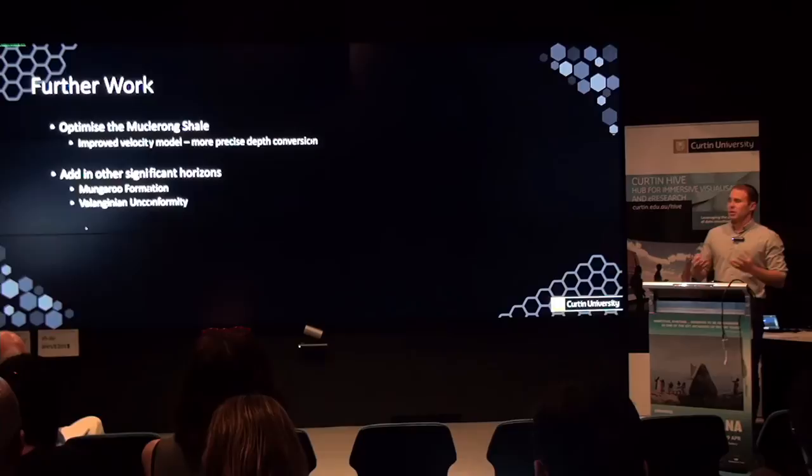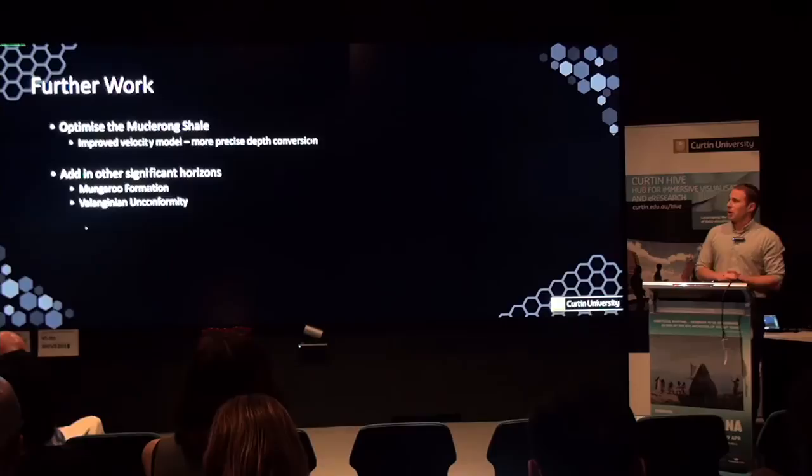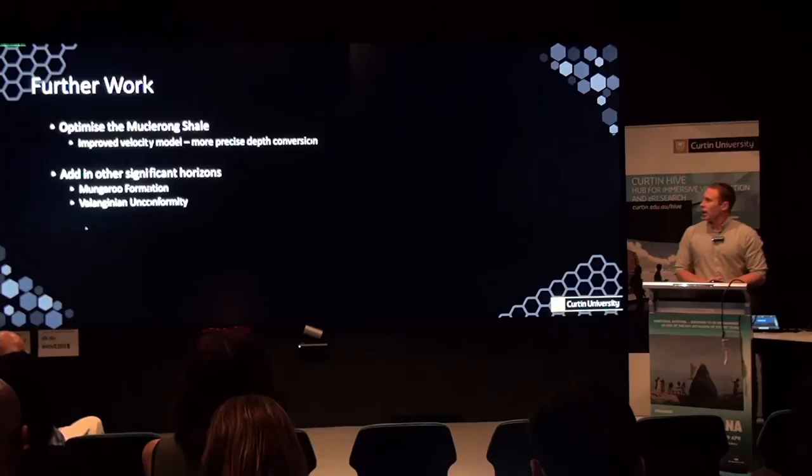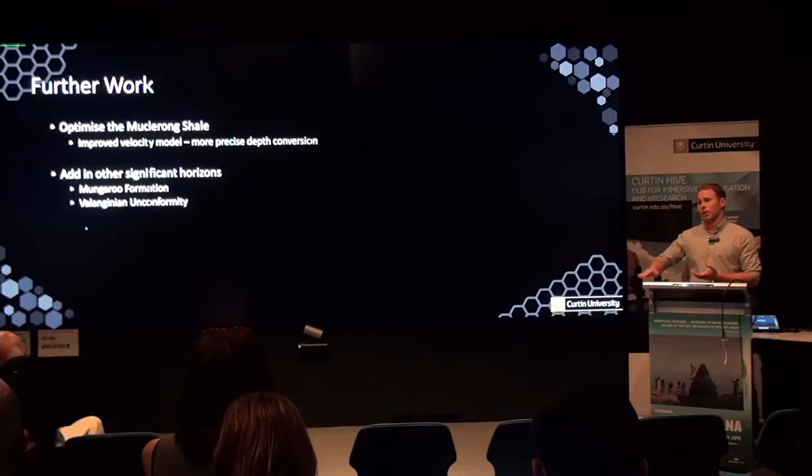As a result of the slowness in processing, we had to use a simplified velocity model for the Mutarong Shale, which is not as accurate. It certainly took out the seawater to sediment velocity change, which is the biggest change, but it could be more accurate if you were to include every single surface. And you could add in other significant horizons within the area, such as the Mungaroo Formation, which is a bit lower, and the Valanginian Unconformity, which is a time when erosion occurred within the basin. So that could certainly help.